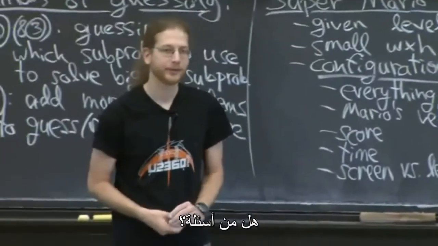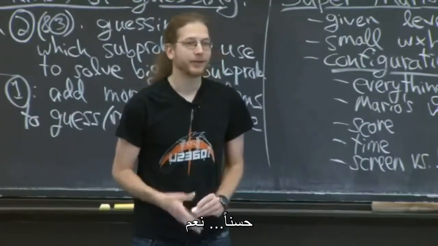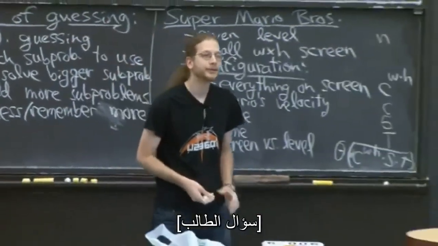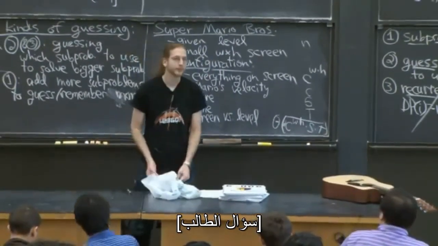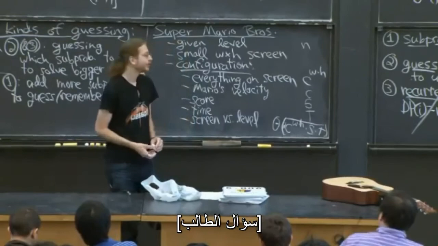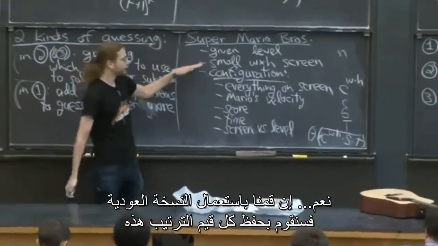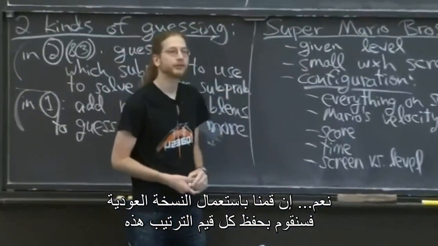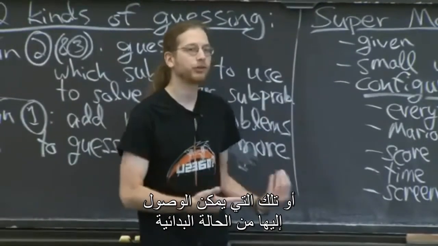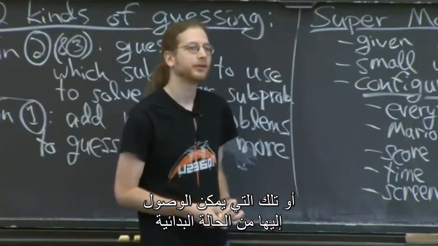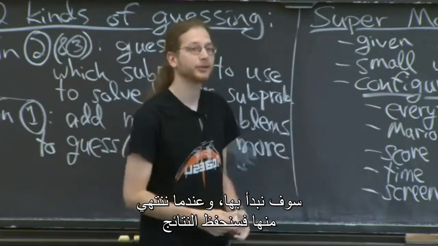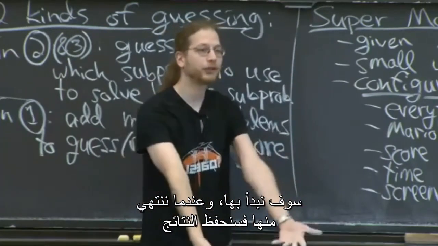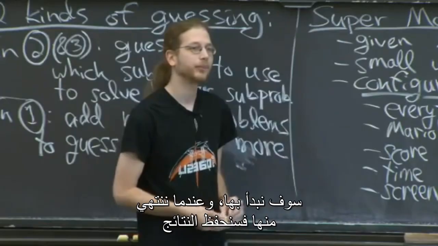Questions? All right, yeah. So are you going to be trying to memoize all of these possible configurations? Yeah, if you do the recursive version, you will end up memoizing all of these configuration values. Well, any that are reachable from the initial state. Some configurations might not be reachable, but the ones that are reachable, you're going to start doing them. When you finish doing them, you will memoize the result.